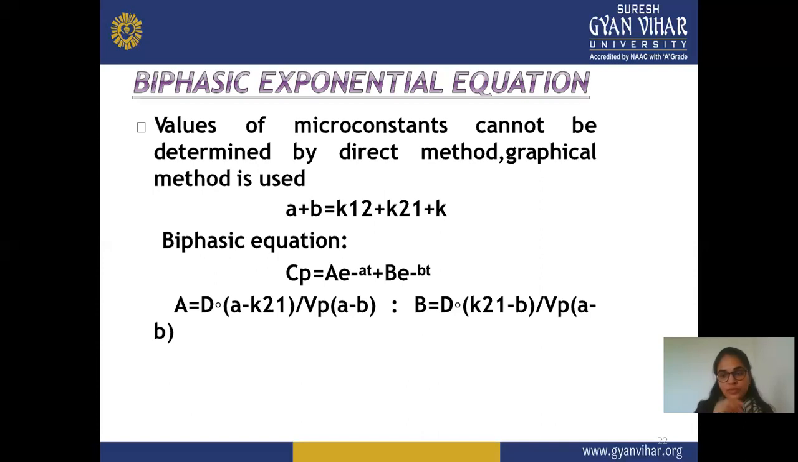So in this reaction, we get A plus B is equal to K12 plus K21 plus K. And when we convert it to the biphasic equation, this will be Cp is equal to A e to the minus alpha t plus B e to the minus beta t, where A is equal to D(alpha minus K21) divided by V(alpha minus beta), and B is equal to D(K21 minus beta) divided by V(alpha minus beta). So this is the equation for the biphasic exponential reaction.